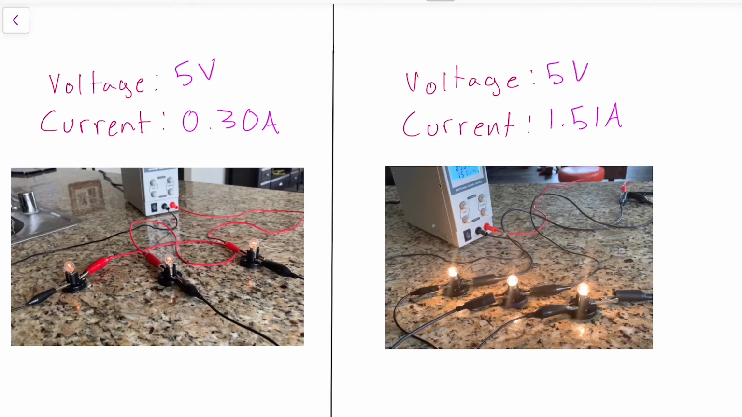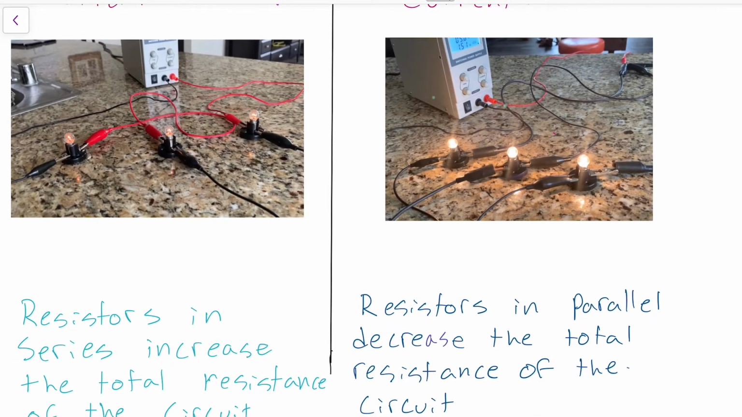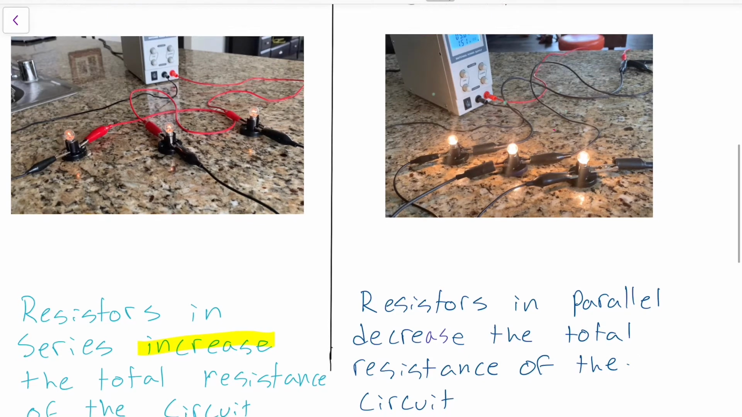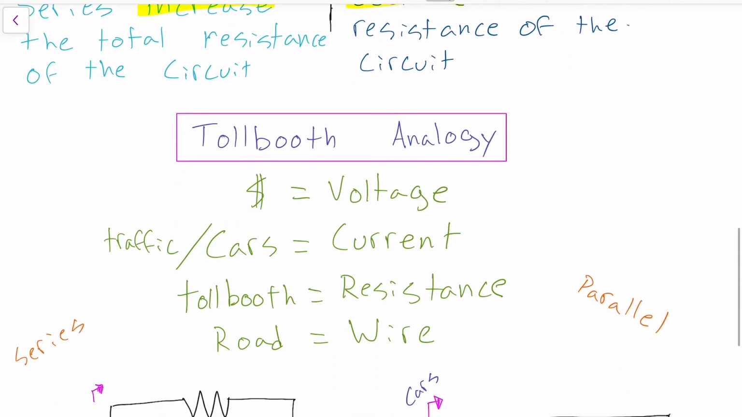Well, the answer relies in the resistors and their arrangement. Resistors in series increase the total resistance of the circuit, whereas resistors in parallel decrease the total resistance of the circuit. And the reason is because of Ohm's law. And I'm going to help you understand this using an analogy.